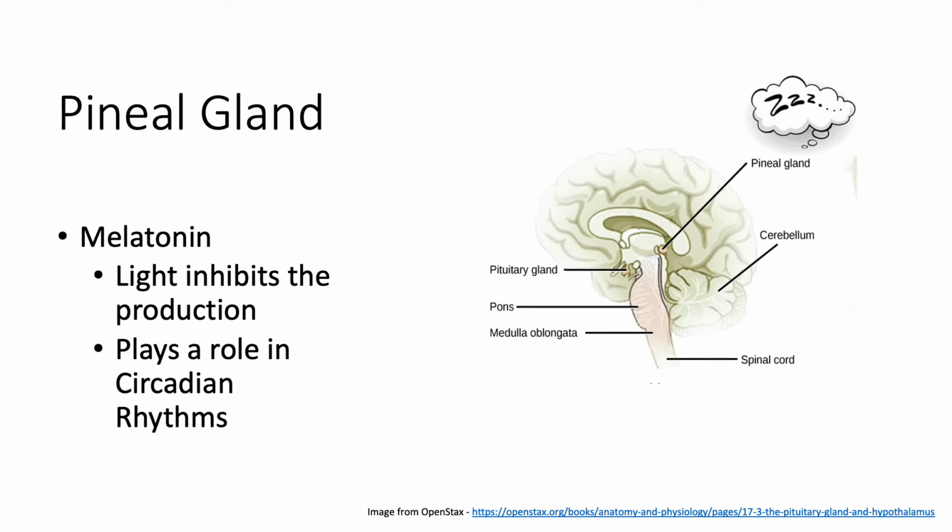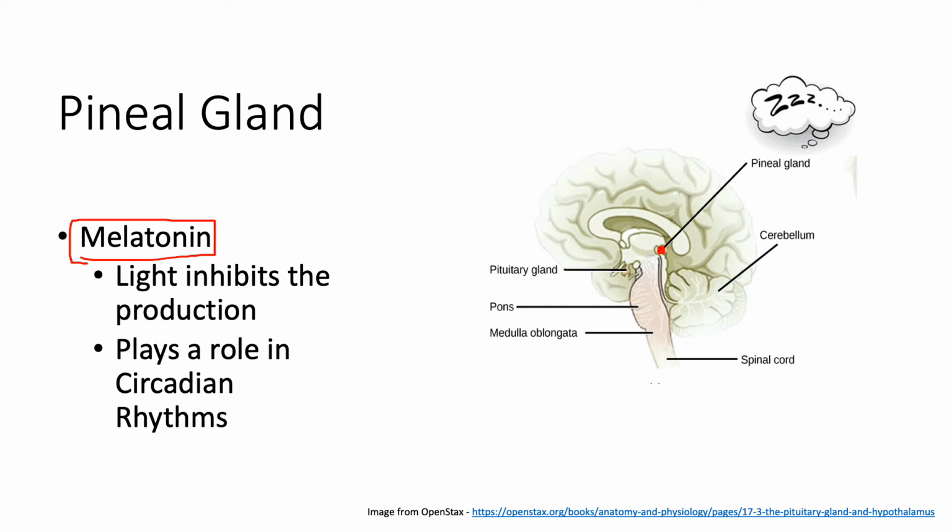The pineal gland, which we've mentioned the location, plays a role in our circadian rhythms, or our sleep cycle, because the hormone it produces is melatonin. You may be familiar with this because many people will recommend or take melatonin to help them if they have trouble with their sleep cycles.